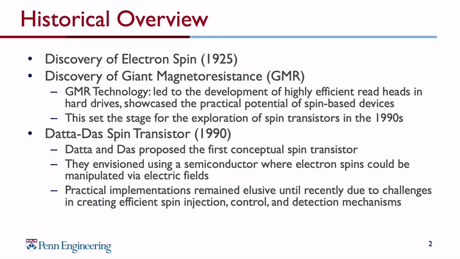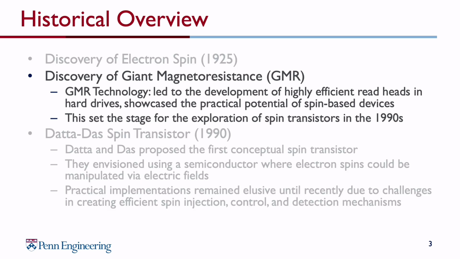In 1990, Datta and Das proposed the first conceptual spin transistor, often referred to as the Datta-Das spin transistor. They envisioned using a semiconductor where electron spins could be manipulated via electric fields. First, I'm going to explain GMR, which set the stage for the spin transistor.